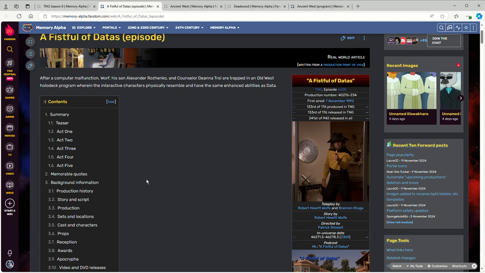All right, back to doing TNG episodes with a fistful of Datas. When people think of holodeck simulation episodes, this is one of them. They came up with a weird plot device involving Data being an android and having some of his memories leak into the holodeck. Okay, that is a reason for having a holodeck simulation go horribly wrong.